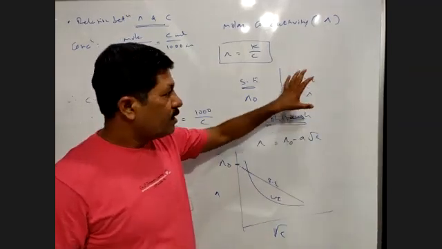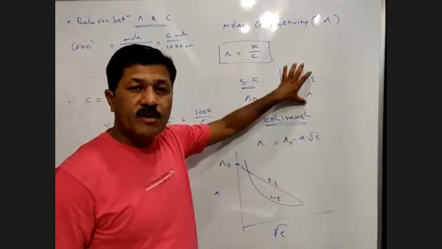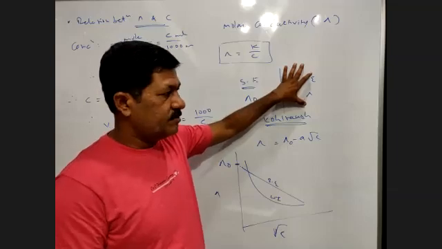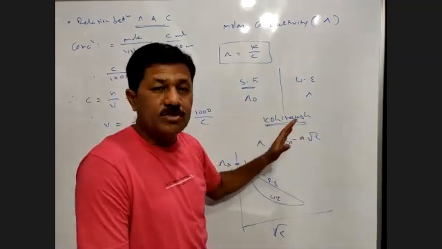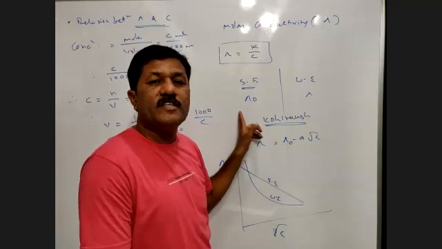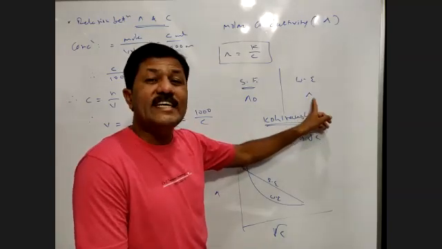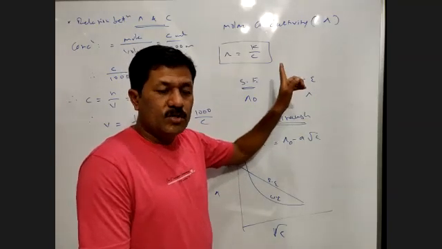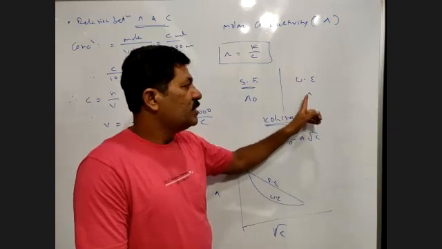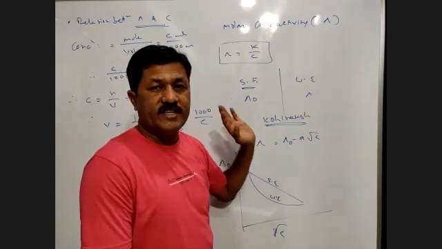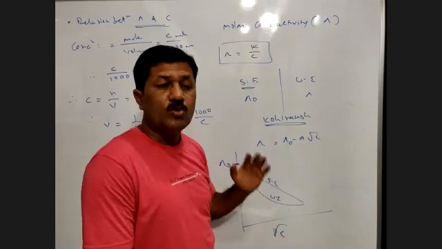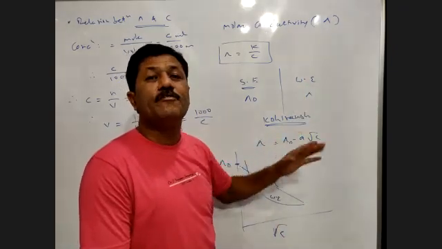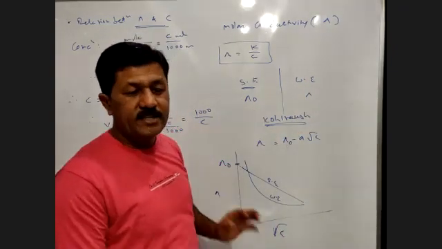So the molar conductivity of a weak electrolyte is affected by dilution, whereas this is not, because the number of ions remains the same. Here the number of ions increases. So dilution or volume affects the molar conductivity of a weak electrolyte, and that's why we need Kohlrausch law to calculate the maximum molar conductivity of a weak electrolyte.